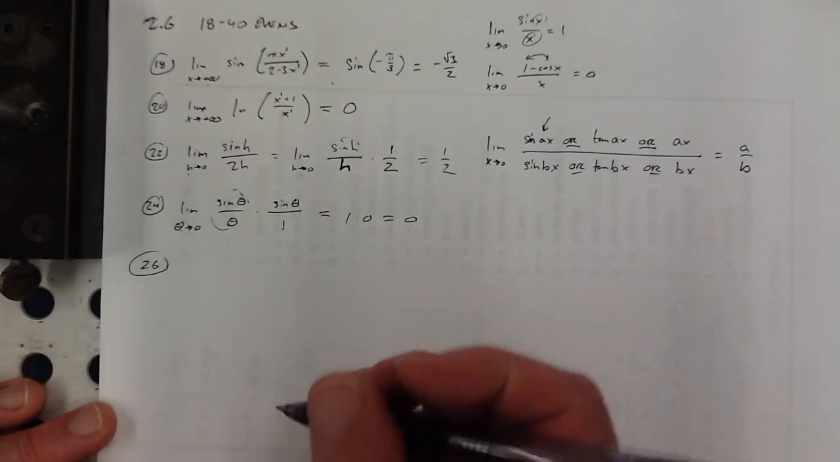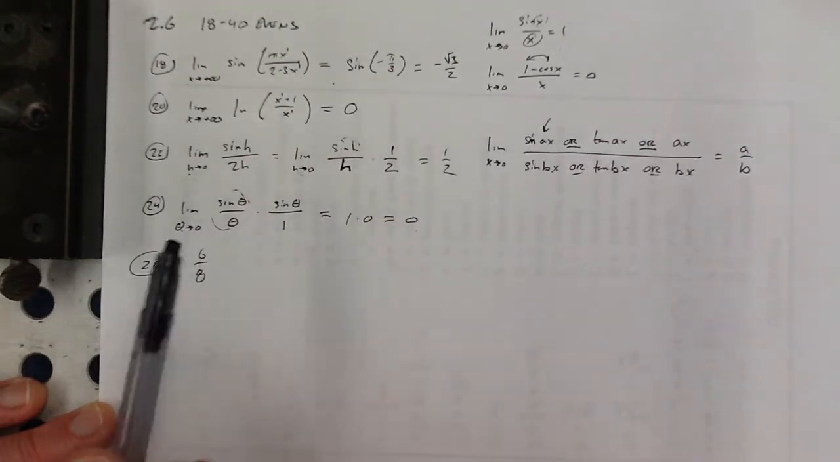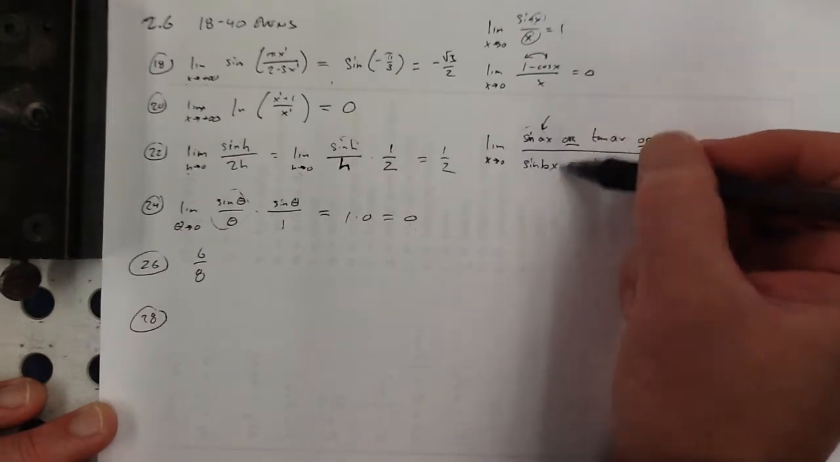26. Can I just write down 6/8? Come on. We just did this whole thing just so I could do that, because it's an example of this.